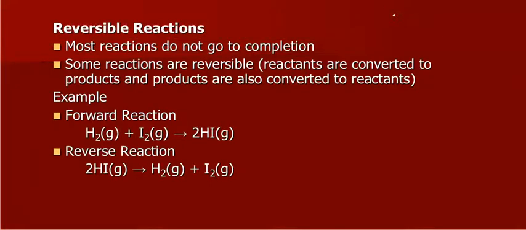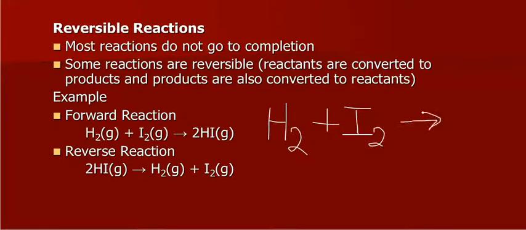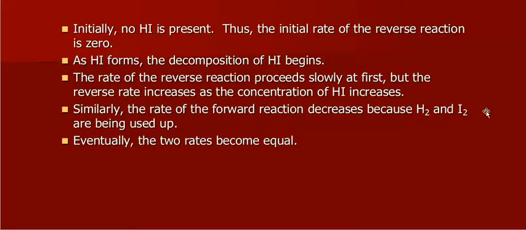What we can do, instead of writing two equations, the forward and reverse, is combine those into one and use a double-sided arrow like this to show that a reaction is reversible. So let's look at this equation a little bit more. H2 plus I2 forms 2HI.